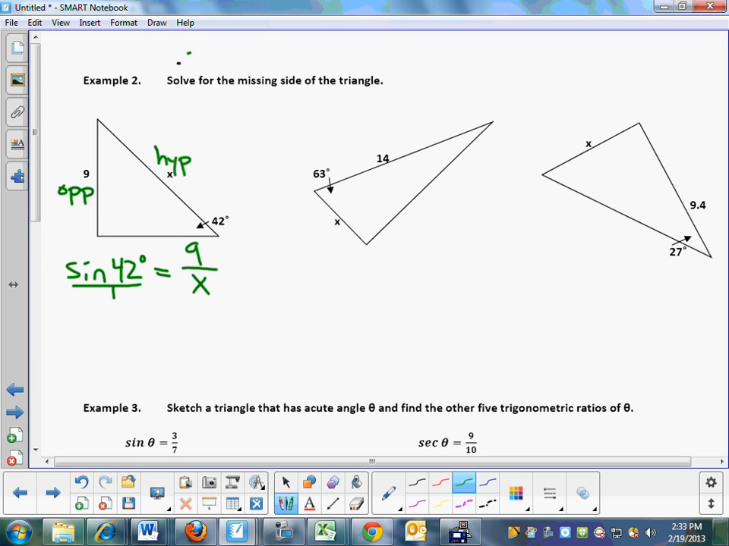Cross multiply. 9 times 1 is 9. X times sine of 42. In order to solve for that, you'll divide both sides by the sine of 42. So that's what we want to type in our calculator. 9 over the sine of 42. Take out your calculators.